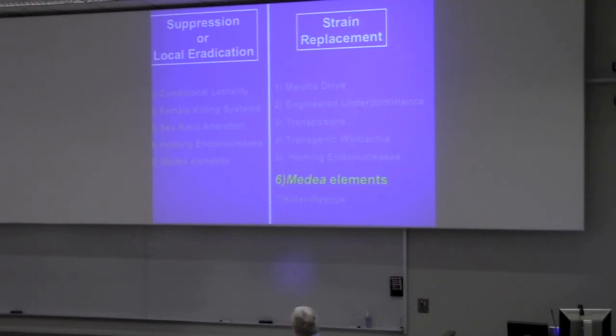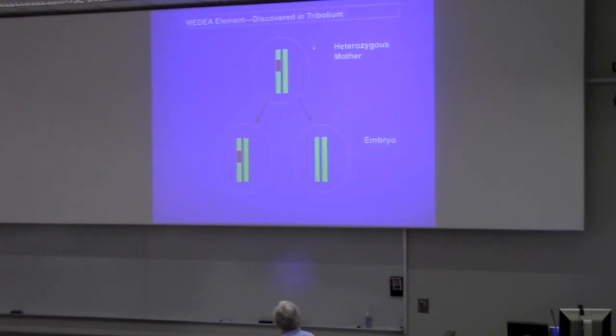Another one that is being used more for gene drive for strain replacement is what's called a Medea element. Medea elements were first discovered in Tribolium beetles as a natural occurrence. The name Medea comes from Greek mythology. I'm not sure if she was a goddess, but she was a figure in Greek mythology who killed her children to spite her husband. Remember that.